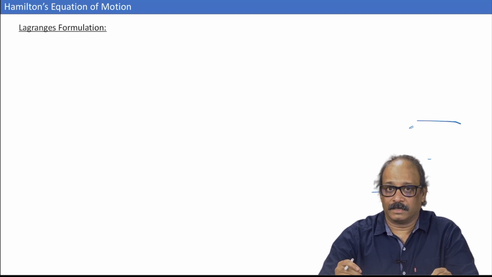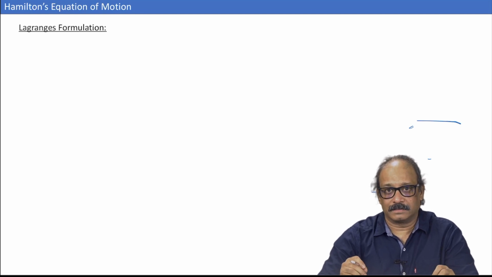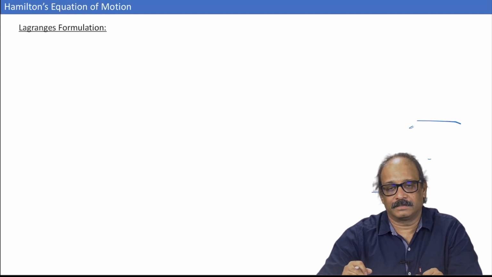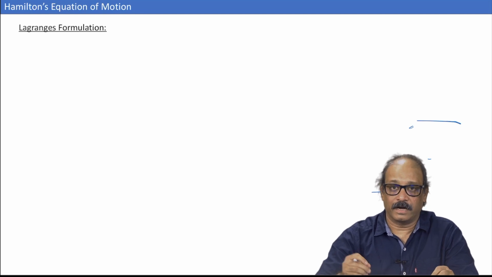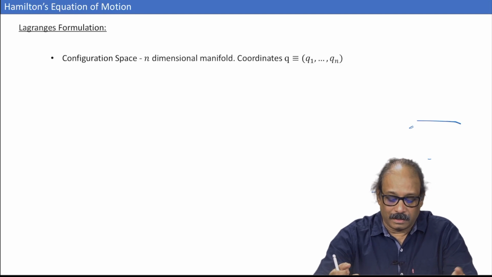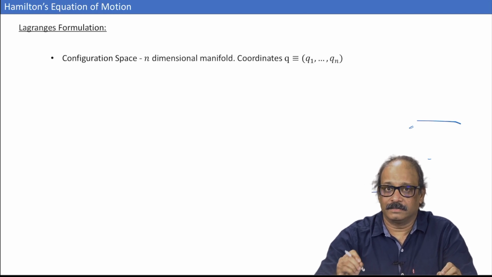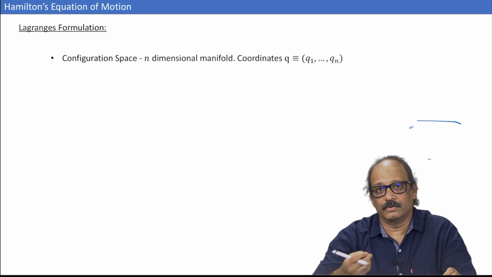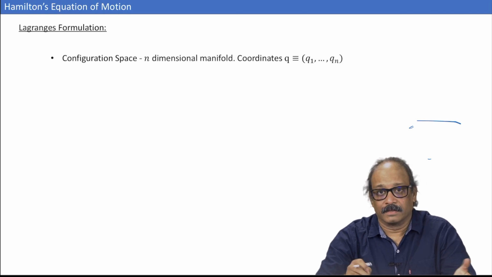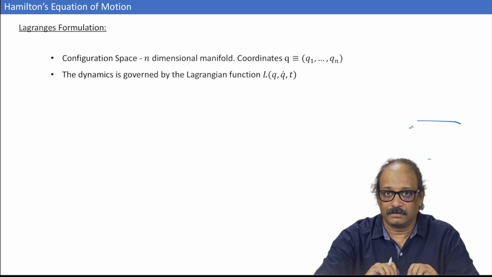describing the motion in Lagrangian formulation. See, we describe the motion in Lagrangian formulation by describing a trajectory in a configuration space. Configuration space is a n dimensional manifold if your system has n degrees of freedom. Now, what happens there is we describe a point q in the manifold. For that point there are n generalized coordinates, and then of course, as the system moves, this point will move in the configuration space and you get a trajectory.